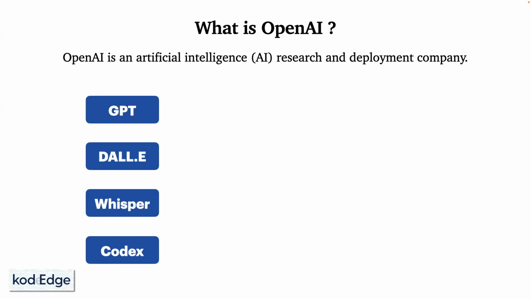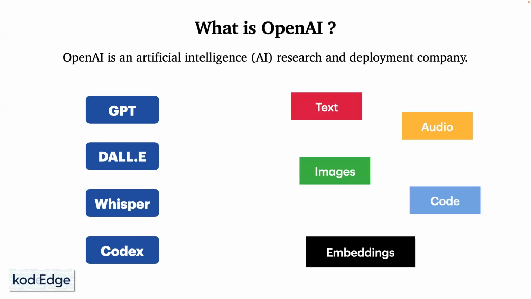OpenAI has created several AI systems like GPT, which has models like GPT-3, GPT-4 and so on, which can understand and generate human-like text. Next is DALL-E. This is an AI model that generates images from text prompts. Next is Whisper, which is a speech-to-text model. And Codex is a model that understands and generates code.